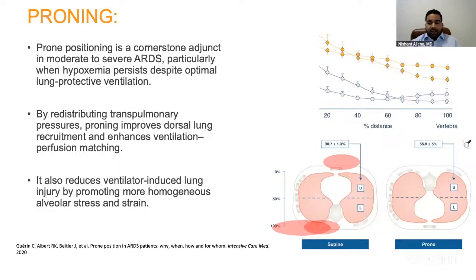So proning, this is something that has time and again proven mortality benefit for our patients. And for us, the prone positioning is a cornerstone adjunct. And the reason why it's helpful is because whenever you prone a patient, you decrease your thoracopulmonary distance, and the weight of the heart is lifted off the posterior part of your lungs, and that allows you to have more ventilation into those areas.